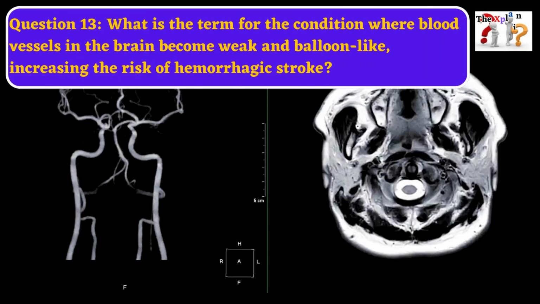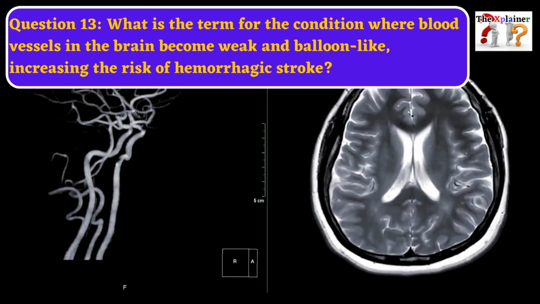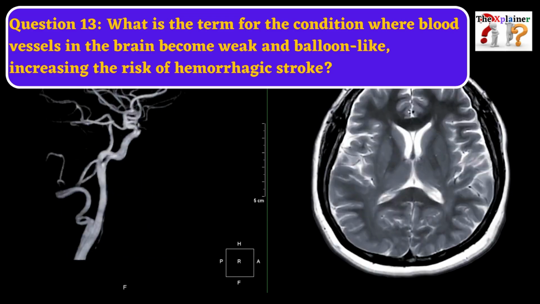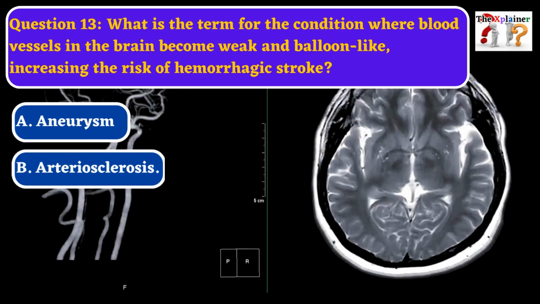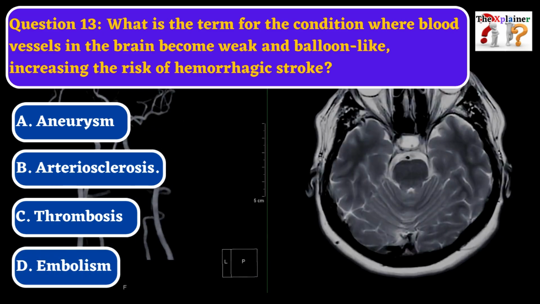Question 13. What is the term for the condition where blood vessels in the brain become weak and balloon-like, increasing the risk of hemorrhagic stroke? A. Aneurysm. B. Arteriosclerosis. C. Thrombosis. D. Embolism.